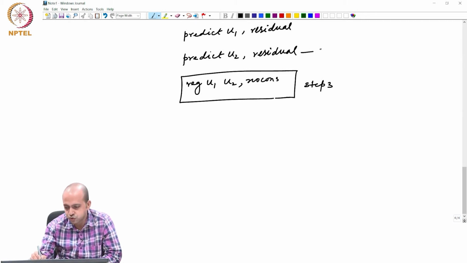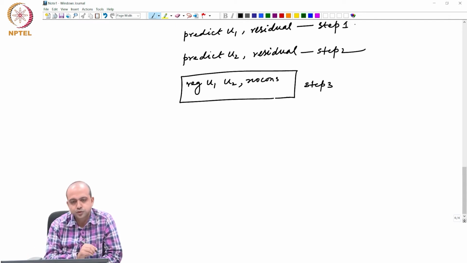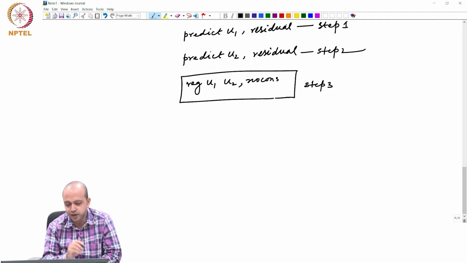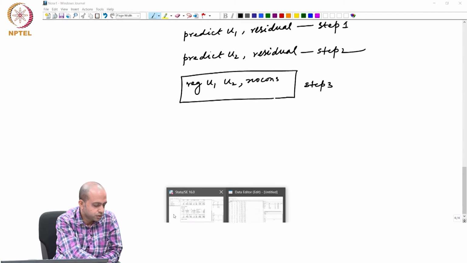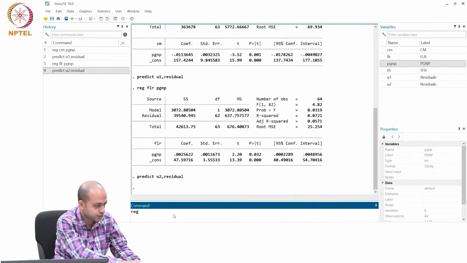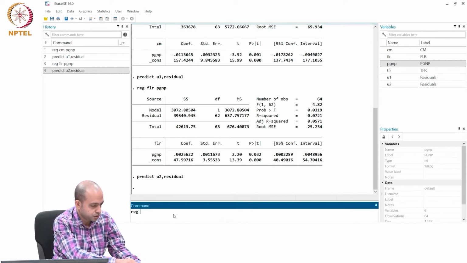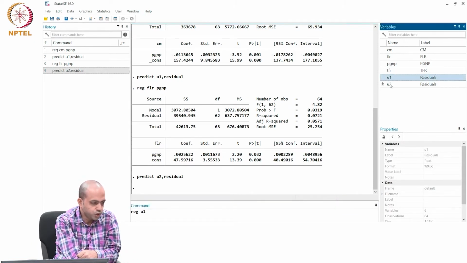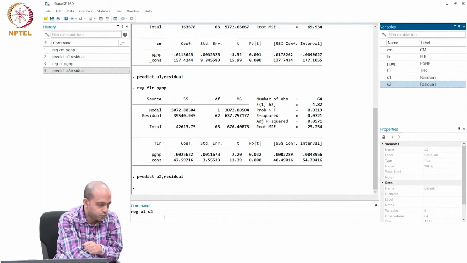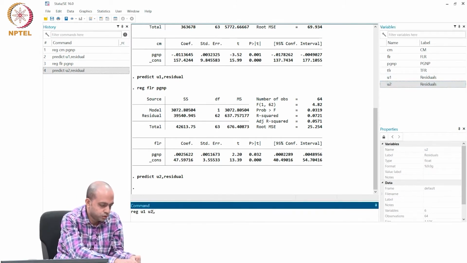Okay, this is step 2, this is step 3, step 1. In step 1, we will regress and then we will collect this. So, in step 3, what we need to do? We will regress U1 on U2, and then we will put no cons.